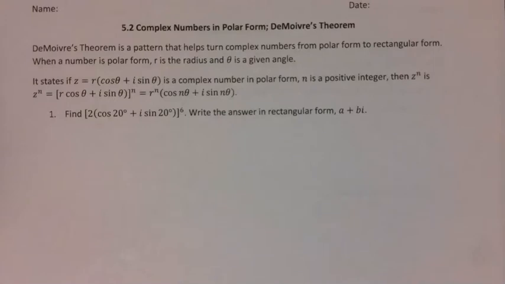DeMoivre's theorem states that if z equals r times cosine theta plus i sine theta, and that's a complex number in polar form, and n is a positive integer, then z to the n power can be rewritten as r to the n times cosine n theta plus i sine n theta. So number 1 wants me to use this formula to write my answer in rectangular form.